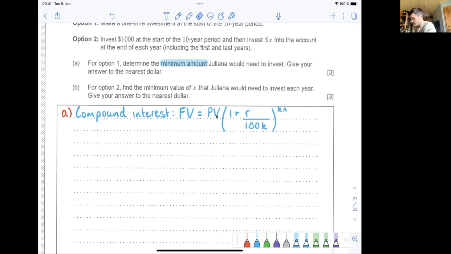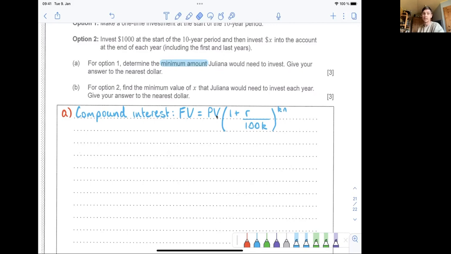Then divided by 100k, and k is the number of compounding periods per year. So in the AI course, you will have annually, half yearly, quarterly, and monthly. Those are the 4 options. So that means k can take the value of 1, 2, 4, or 12. There could be variations on that, but for the most part, those will be the 4 main options that you'll get. And now that's raised to the power of k, which we just talked about, multiplied by n, which is the number of years.